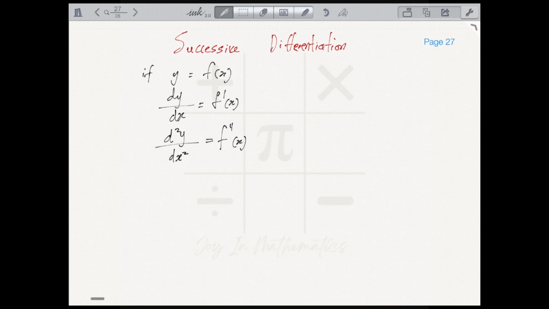And by successive differentiation, other higher derivatives can be obtained, such as d cubed y over dx cubed, d to the power 4 y over dx to the power 4, and so on.